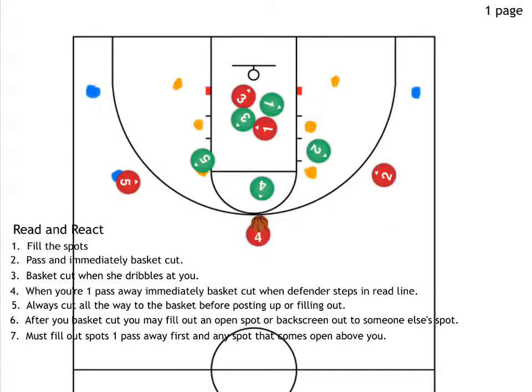So again, we send both to the hoop, and we've got our corners coming up, filling a newly open spot. Much better chance we're going to get out of the jam at the point and get a player open on the perimeter at those wing spots, and then we simply fill out. So that's an important rule: when you're one pass away and she steps in the read line, immediately basket cut.